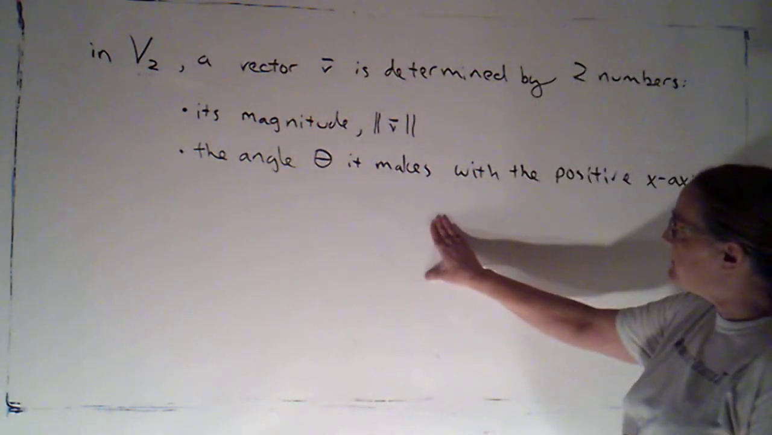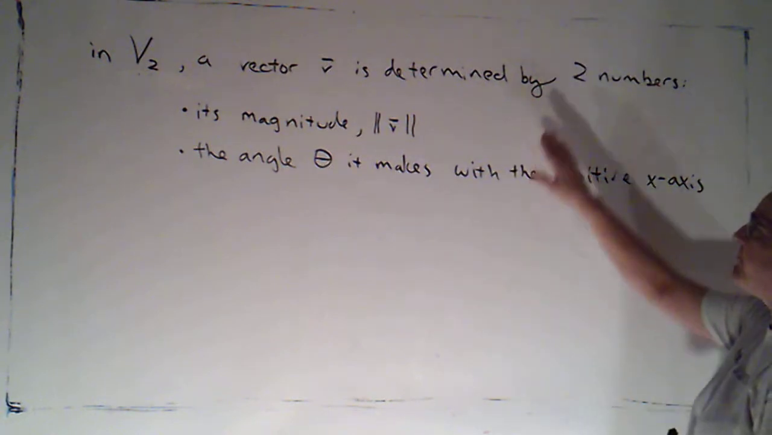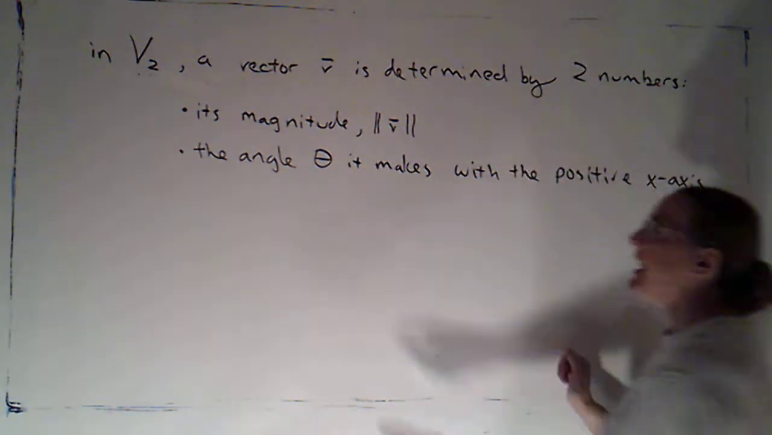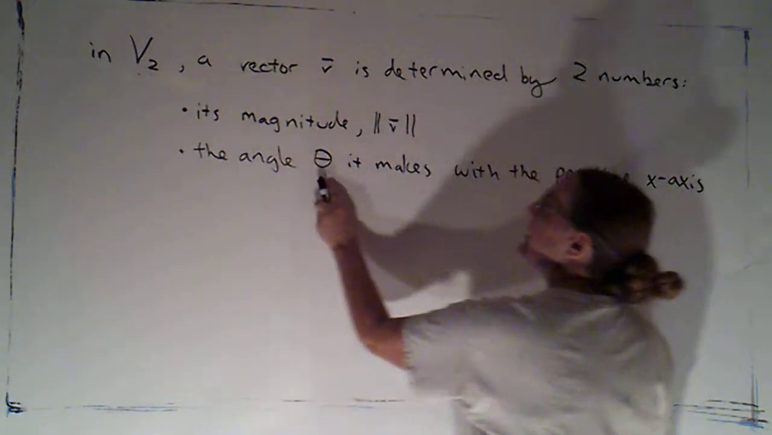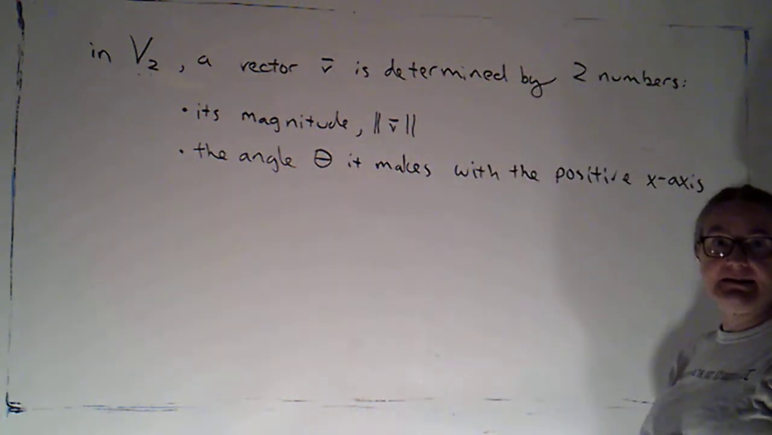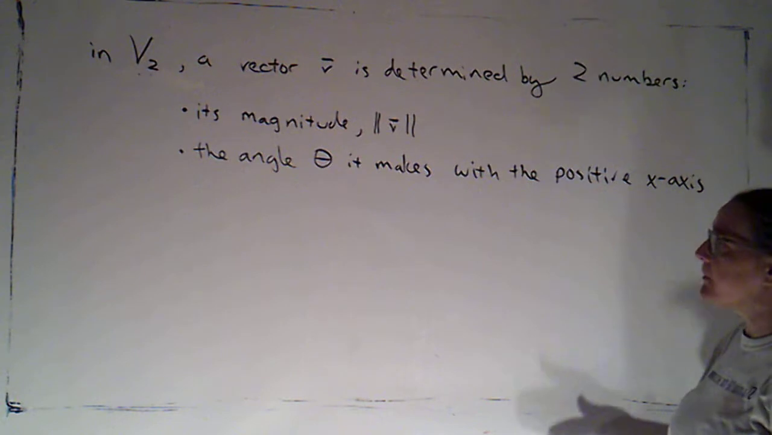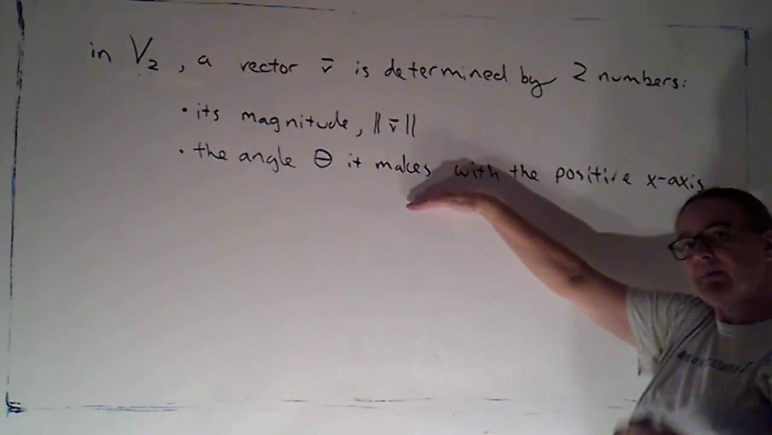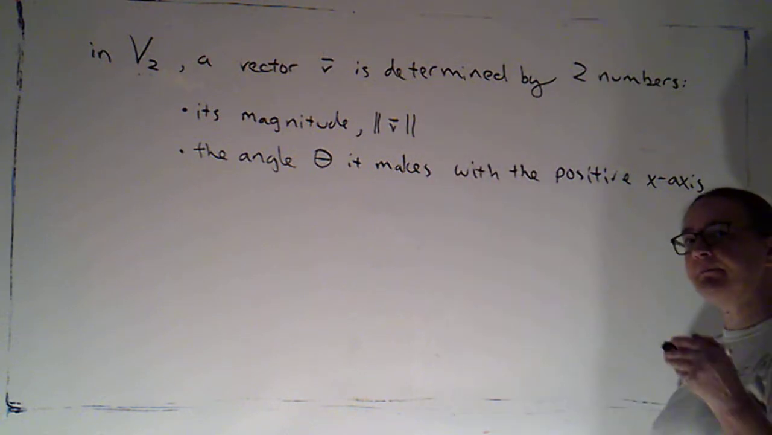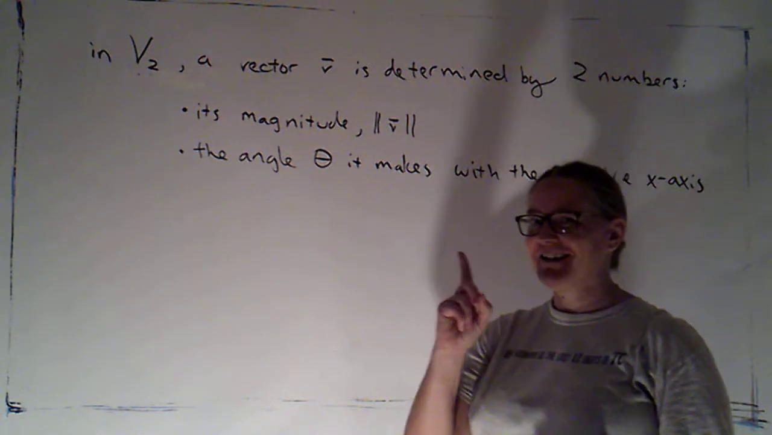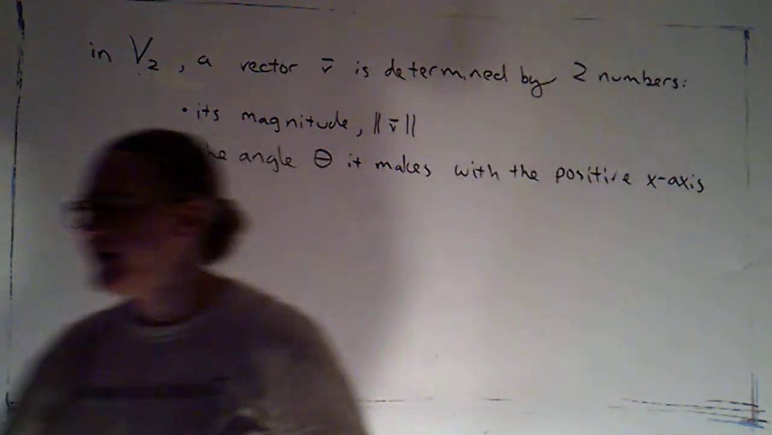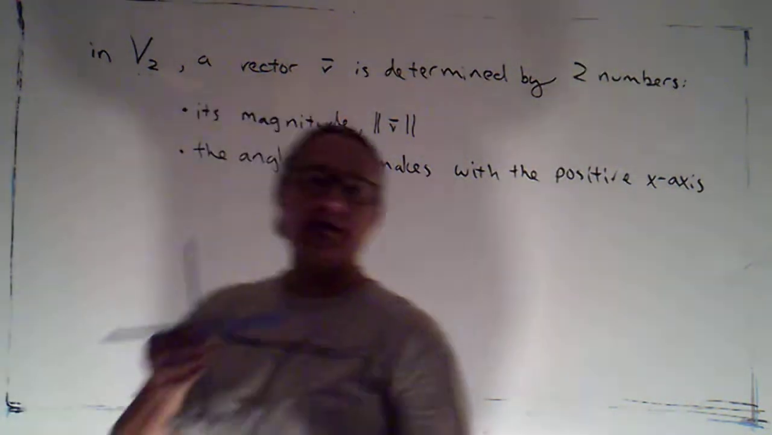However, in 2 space, I can actually go one step further. I can say the vector is determined by 2 numbers, its magnitude and the angle that it makes with the positive x-axis. Now, that's essentially saying its magnitude and its direction. What's special about 2 space is that simply specifying one angle is enough to determine the direction of my vector. Let me just show you why that's not true in 3 space.